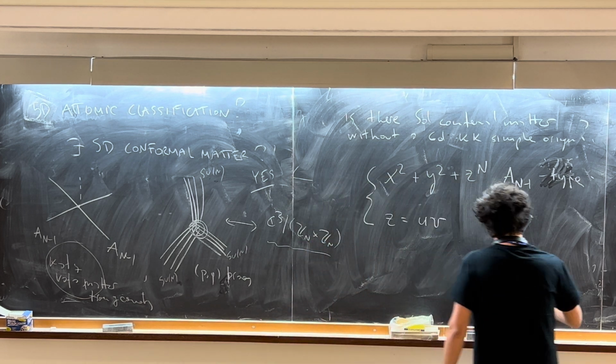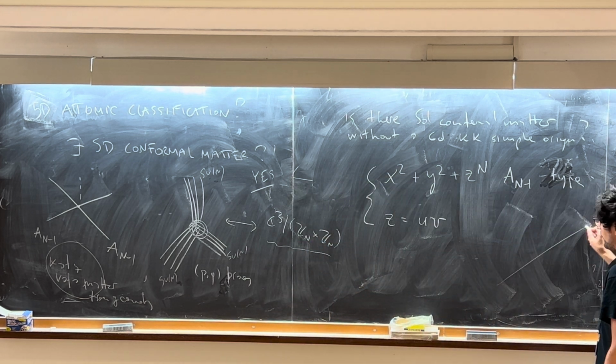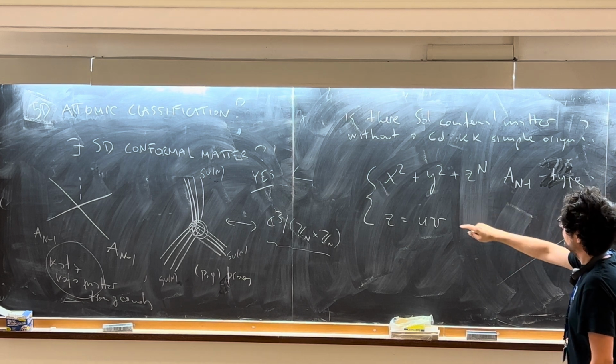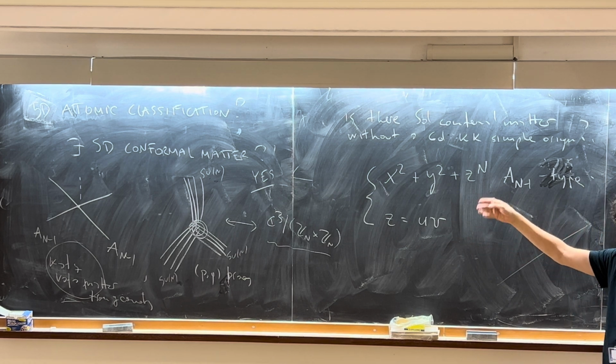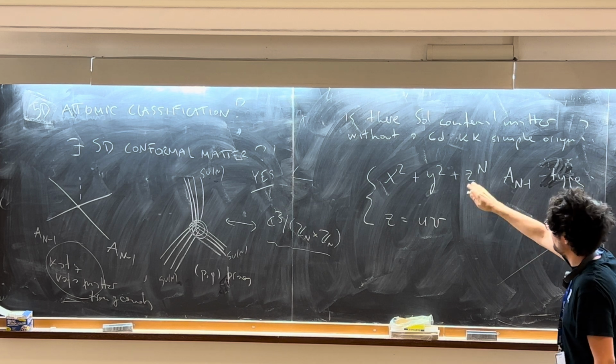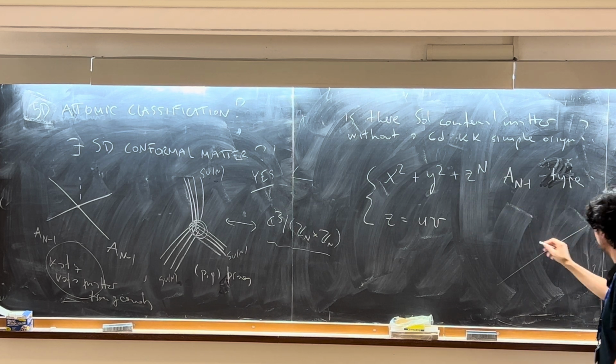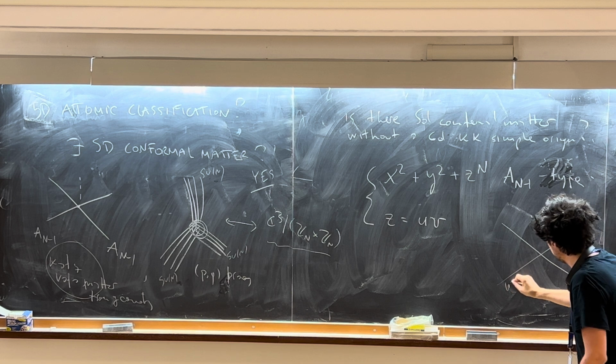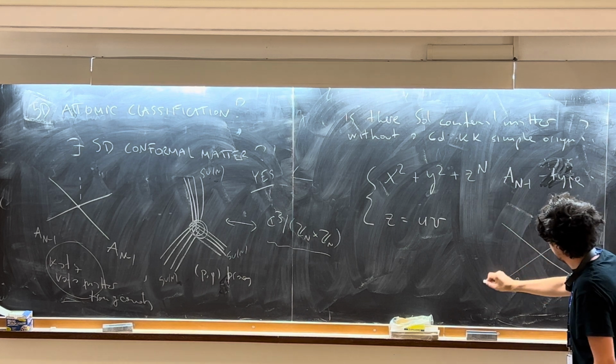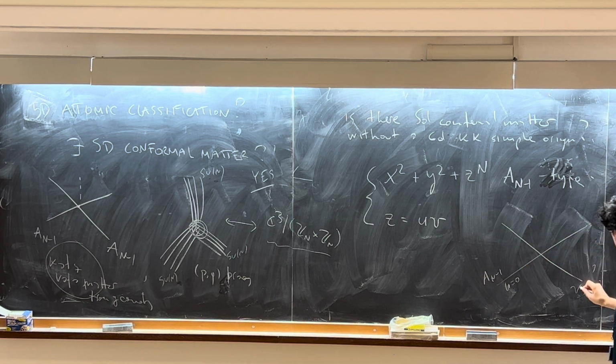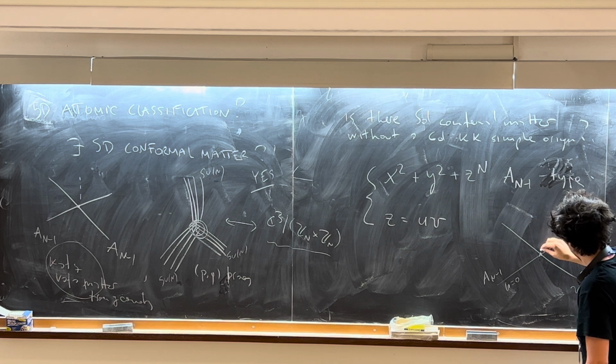And in this way, you see that now we have a threefold. We are using 4 coordinates. It's a hypersurface of C4, so it's a threefold. And when u is equal to 0, we have an A_{N-1} singularity here. When v is equal to 0, we have an A_{N-1} singularity here. When u and v are 0, the singularity enhances to A_{2N-1}.